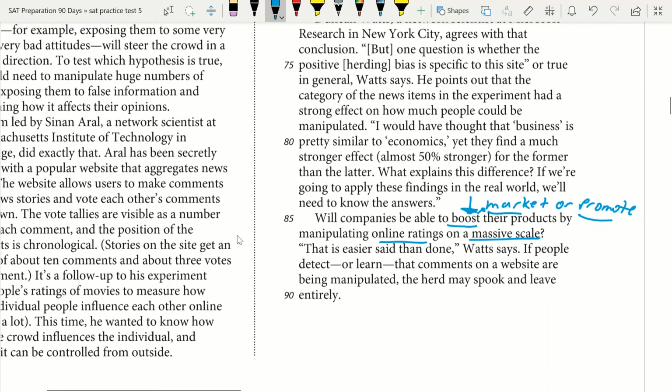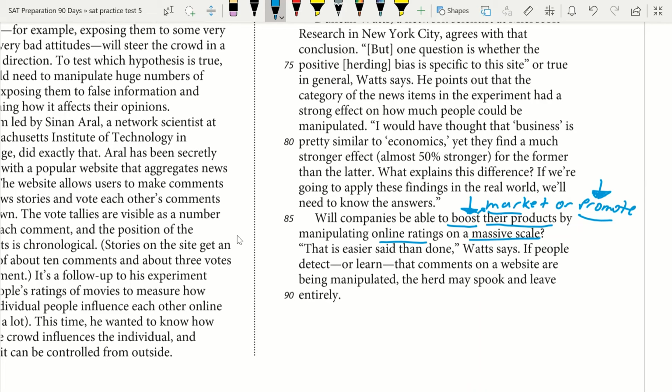Keep in mind, you can always go back to the text. It's very, very useful on the SAT reading section. We wouldn't say, will companies be able to increase their products? Because we're not talking about increasing their products. That's really vague, and it doesn't tell us exactly what we're doing. We want to be specific when we can on the SAT reading section. So anytime we can be more specific, we want to do it.